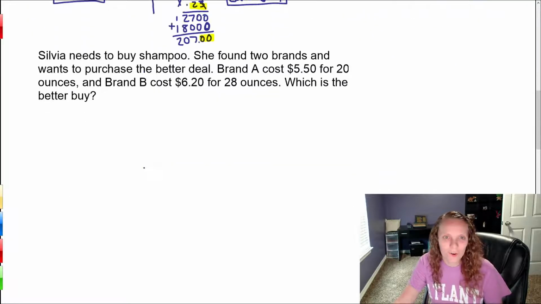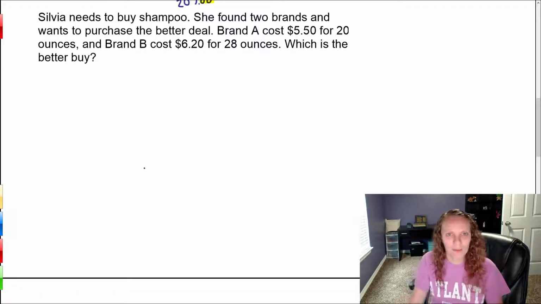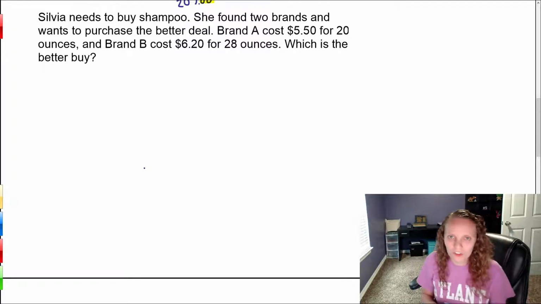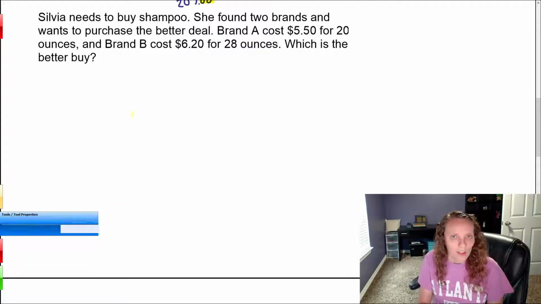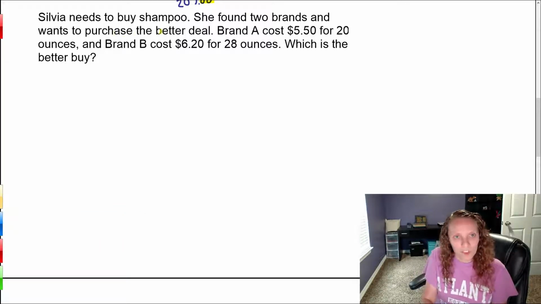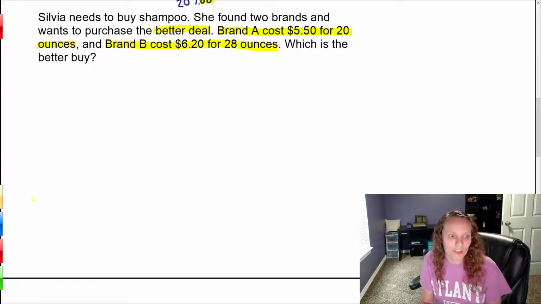Alright, let's try one more. This one is comparing the price of 2 different shampoo bottles. They have different ounces in each bottle, and they both cost a different amount of money, and we want to know which is the better to buy. So it says Sylvia needs to buy some shampoo. She found 2 brands and wants to purchase the better deal, or basically the cheapest. Brand A costs $5.50 for 20 ounces, and brand B costs $6.20 for 28 ounces. Which is the better buy?